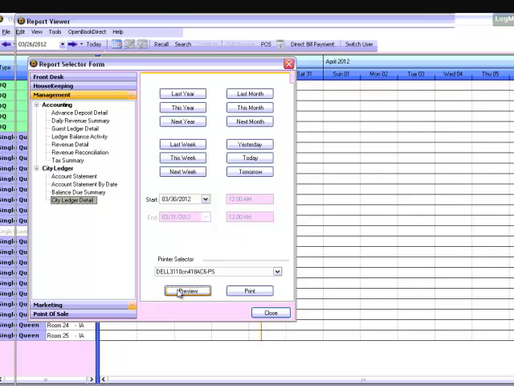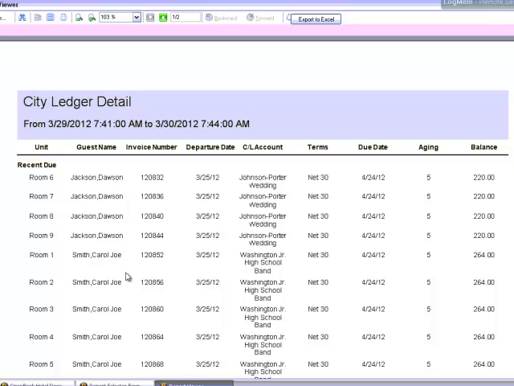Let's look at the information that the report will provide for each reservation. You'll see the unit name and number, guest name, invoice number, departure date, City Ledger account or C&L account, terms, due date, aging, and the amount of the outstanding balance. Let's look at some of these items in more detail.